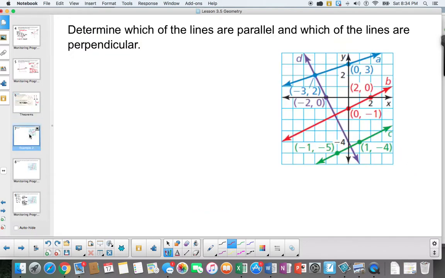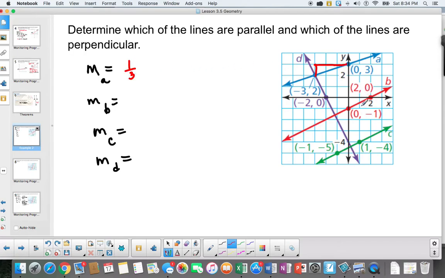All right, let's take a look at these lines and decide which ones are parallel and which ones are perpendicular. And again, it depends on slope. So I'm going to find the slope of A, the slope of B, the slope of C, the slope of D. Okay, and the slope of A, I'm going to look for 2 points on A, and here's my rise, a rise of 1 over 2, over 3, 1/3.